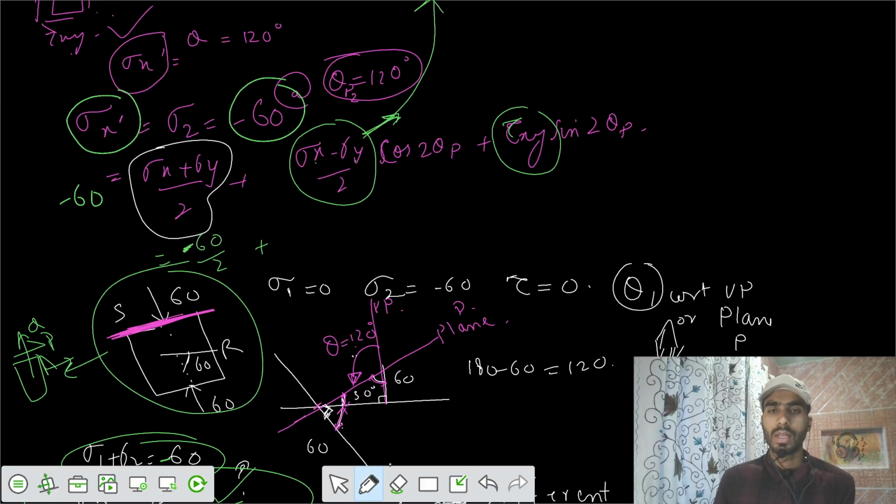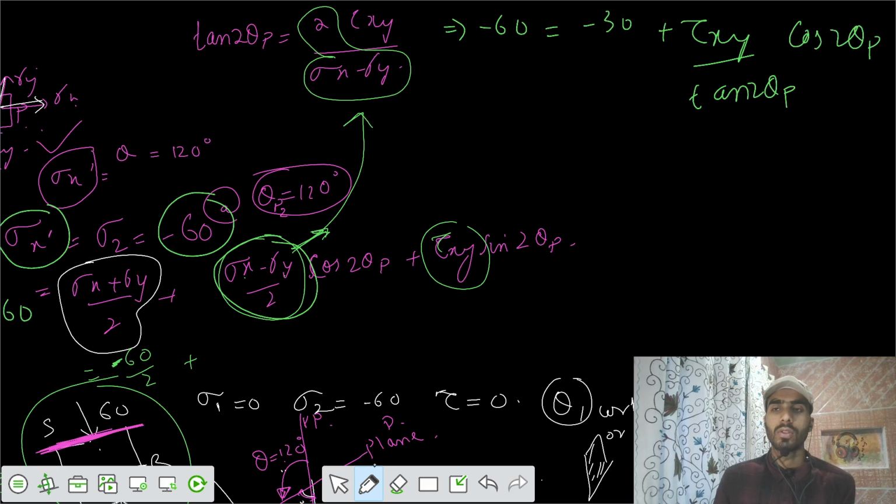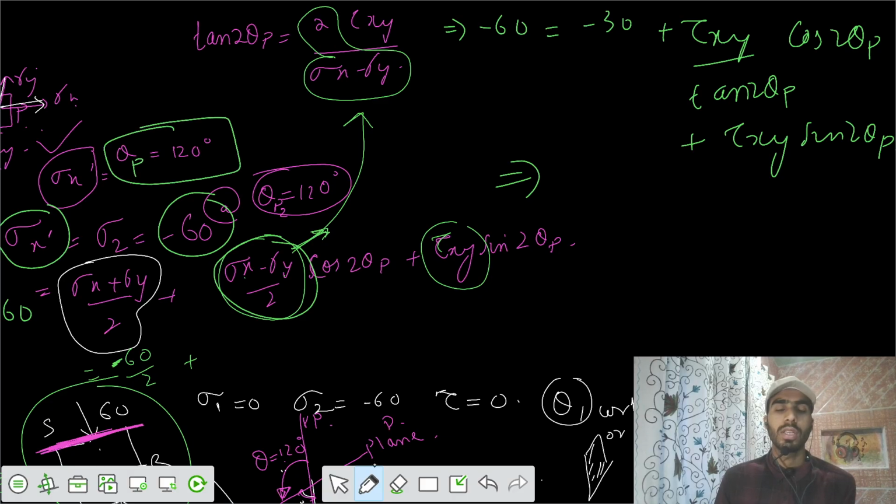Then we can write that minus 60 equals minus 30 plus, in terms of sigma x minus sigma y by 2, tau xy by tan 2 theta p, times cos 2 theta p, and then again tau xy sin 2 theta p. If you substitute theta p equals 120 and 2 theta p equals 240, you get a value of shear stress tau xy equals 15 root 3, positive.